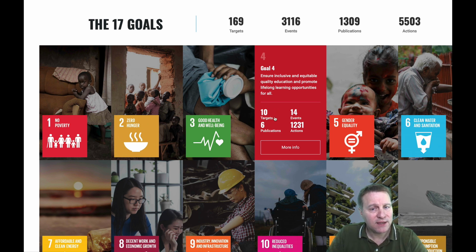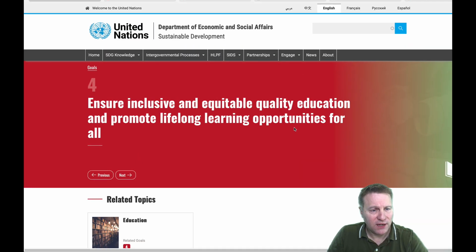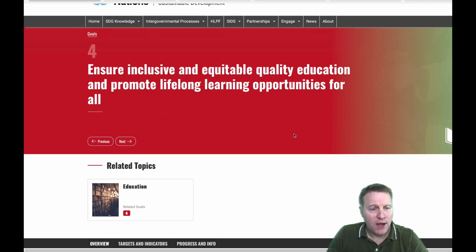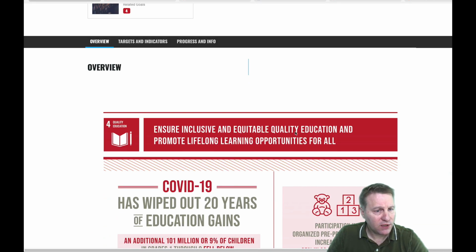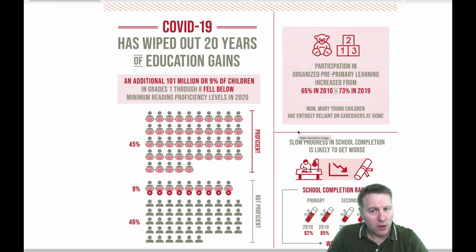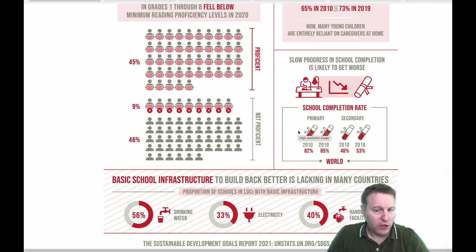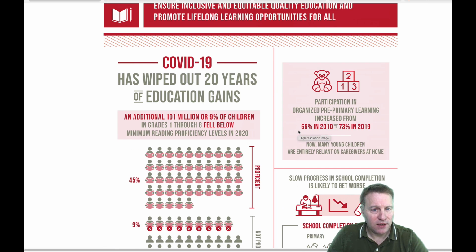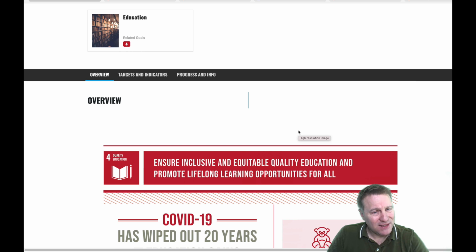Here we have the 10 targets in goal number 4. You can go into this more information section for each of these goals, and you will find, right now, a high-level overview pictogram to understand the overall goals and the status of it. It's really nice to communicate it, to understand it in one picture. As data scientists, we are more interested in how these goals and targets are really measured.